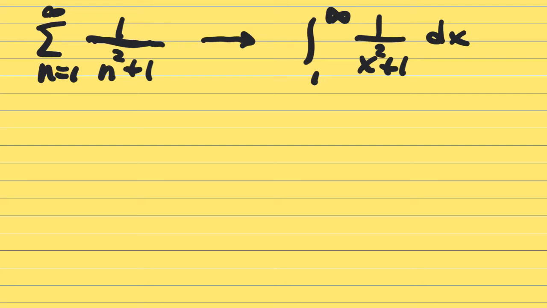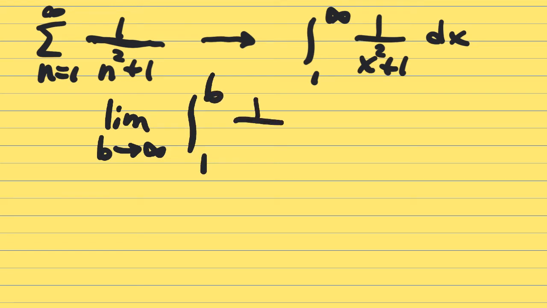So like on the previous example, we're going to use the improper integral technique, and we're going to go limit as b goes to infinity of the integral from 1 to b of 1 over x squared plus 1. Now this antiderivative is a special one. It's tangent inverse, or arctangent of x if you prefer to write it that way. It's really your choice either way.